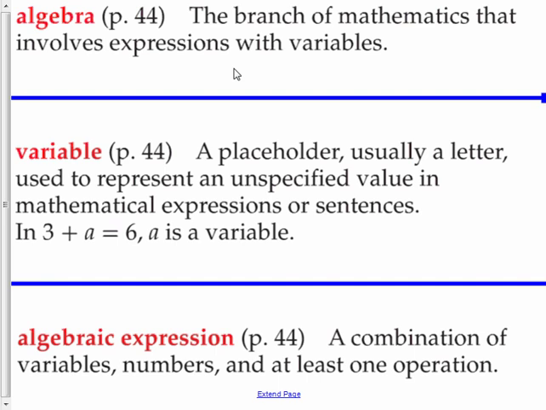Algebra is the branch of mathematics that involves math expressions with variables. The variable, remember, is whatever can change, the base word vary. And because we don't know what that value is at the moment, we use a letter in its place. So a letter in algebra is called the variable. And as we said, we're going to be looking at algebraic expressions, which have to have some combination of at least one variable, at least one number, and at least one operation.